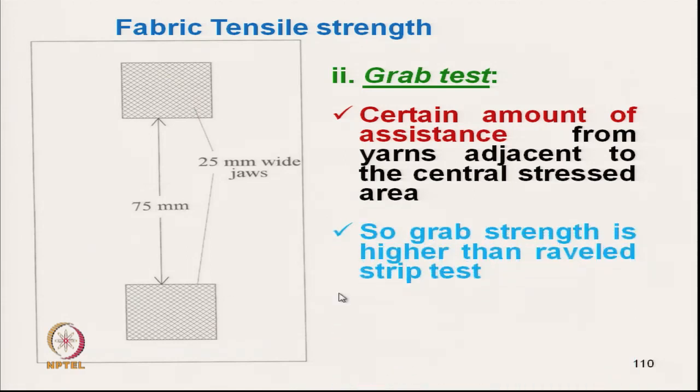So, it adds to the strength of the fabric. Effectively the grab strength is higher than the strip strength, because in strip strength only the yarns under the grip of the jaw come into the picture, but here in addition the adjacent fabric is also helping. But this grab strength result is actually very close to the practical value.